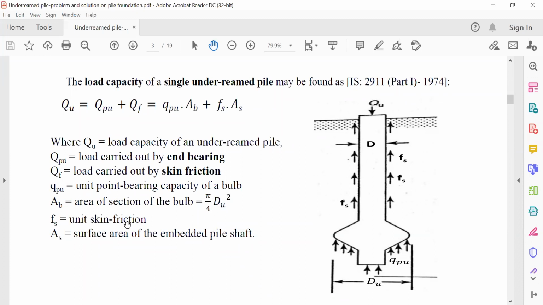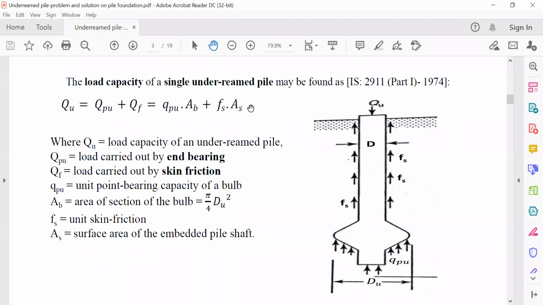Unit skin friction is how much friction is going to work along the walls, or along the periphery, of the pile shaft. This is called the pile shaft. Surface area of the embedded pile shaft: embedded means the depth below the ground level, that part is called embedded. Embedded means the part of the pile or pile shaft below the ground, inside the soil. So we can use this formula to calculate the load carrying capacity of an under-reamed pile.